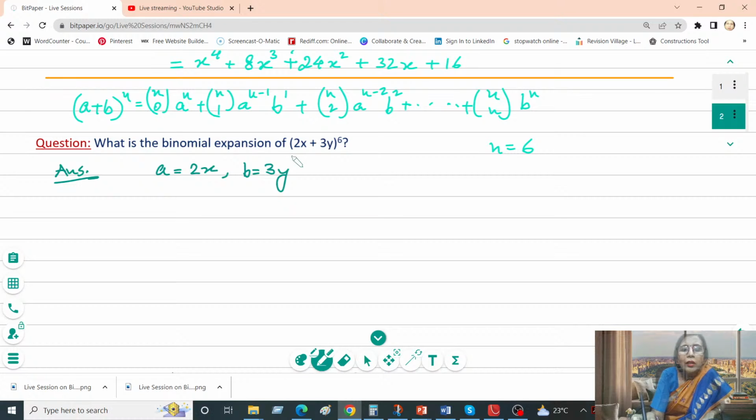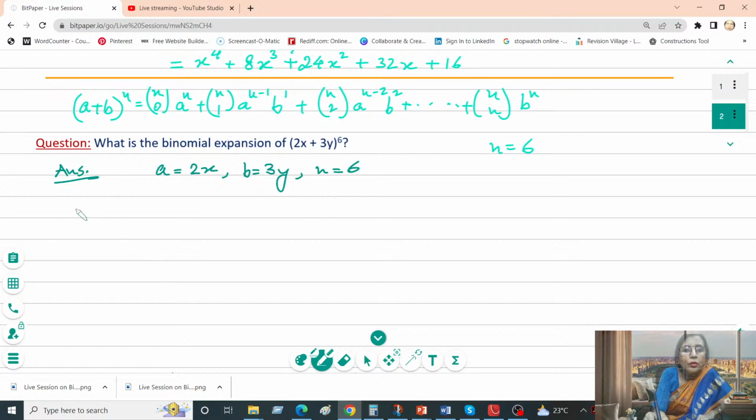Okay. In our previous session, the first session, I had said that you may have multiple variables. It's not that you will be having only a single variable. You can have the same variable with different powers present in the two terms. You may have multiple variables in a single term as well. So in this case, a is equal to 2x, b is equal to 3y and n is equal to 6.